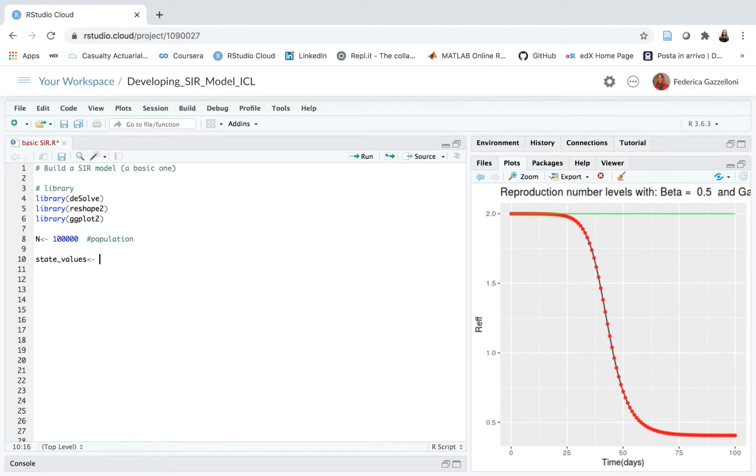for the state variables, and they are our susceptibles, which are just the entire population minus one, which is the infected one, because we suppose that this population starts with one infected. And then for the recovered, we consider that we still haven't got anyone who is already recovered. So these are the input values for the model.